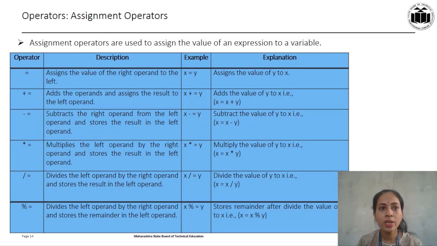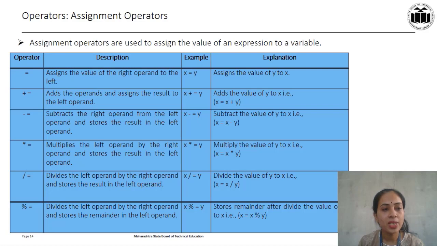Our next operator is assignment operators. Assignment operators are used to assign the value of an expression to a variable. There are 6 assignment operators. First one is the equal sign, which assigns the value of the right operand to the left. For example, x = y means assign the value of y to variable x.